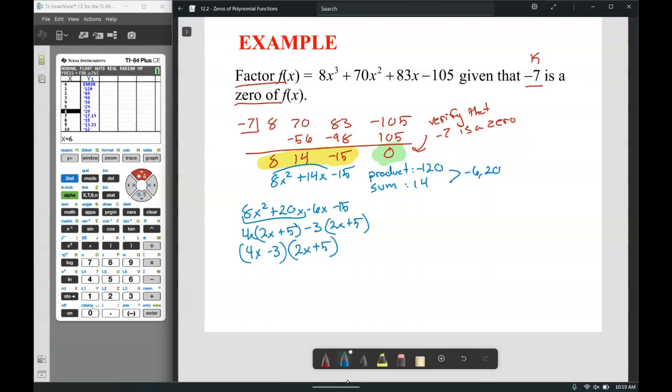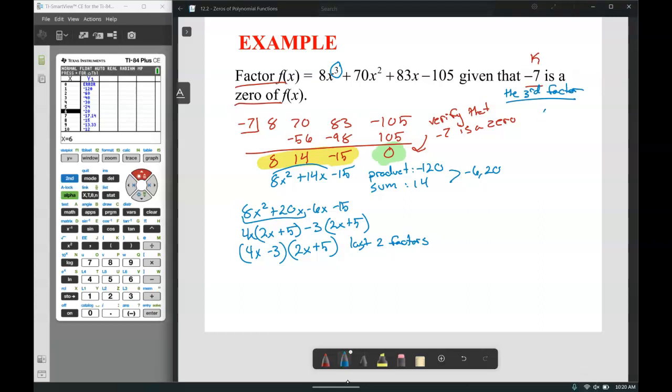Once we've factored out our quadratic, now we have our factors for the quadratic, but we need the factors for the cubic. And so how do we get that third factor? Well, because if I multiply these together, I only get back to the quadratic. I need to get all the way back to the cubic. So these are my last two factors. The third factor will come from negative 7.